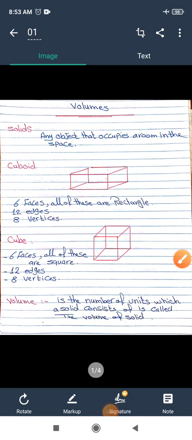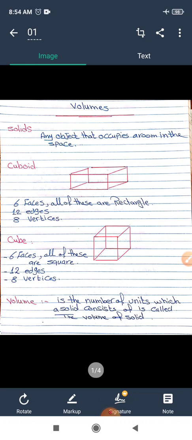Today we will make a small revision on volume. Number 1, we will talk about solids. What is a solid? A solid is any object that occupies a room in space. Examples of solids are the cuboid and the cube.